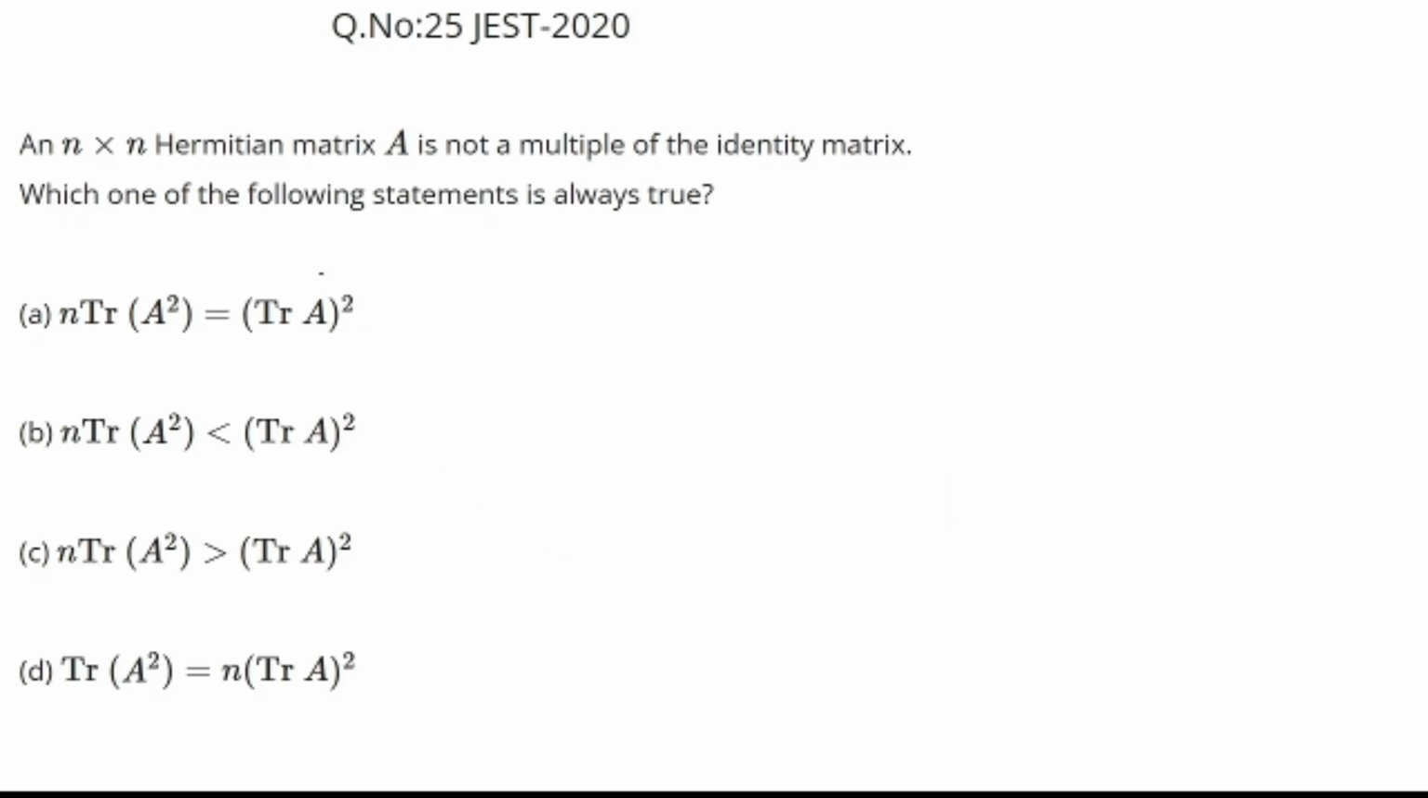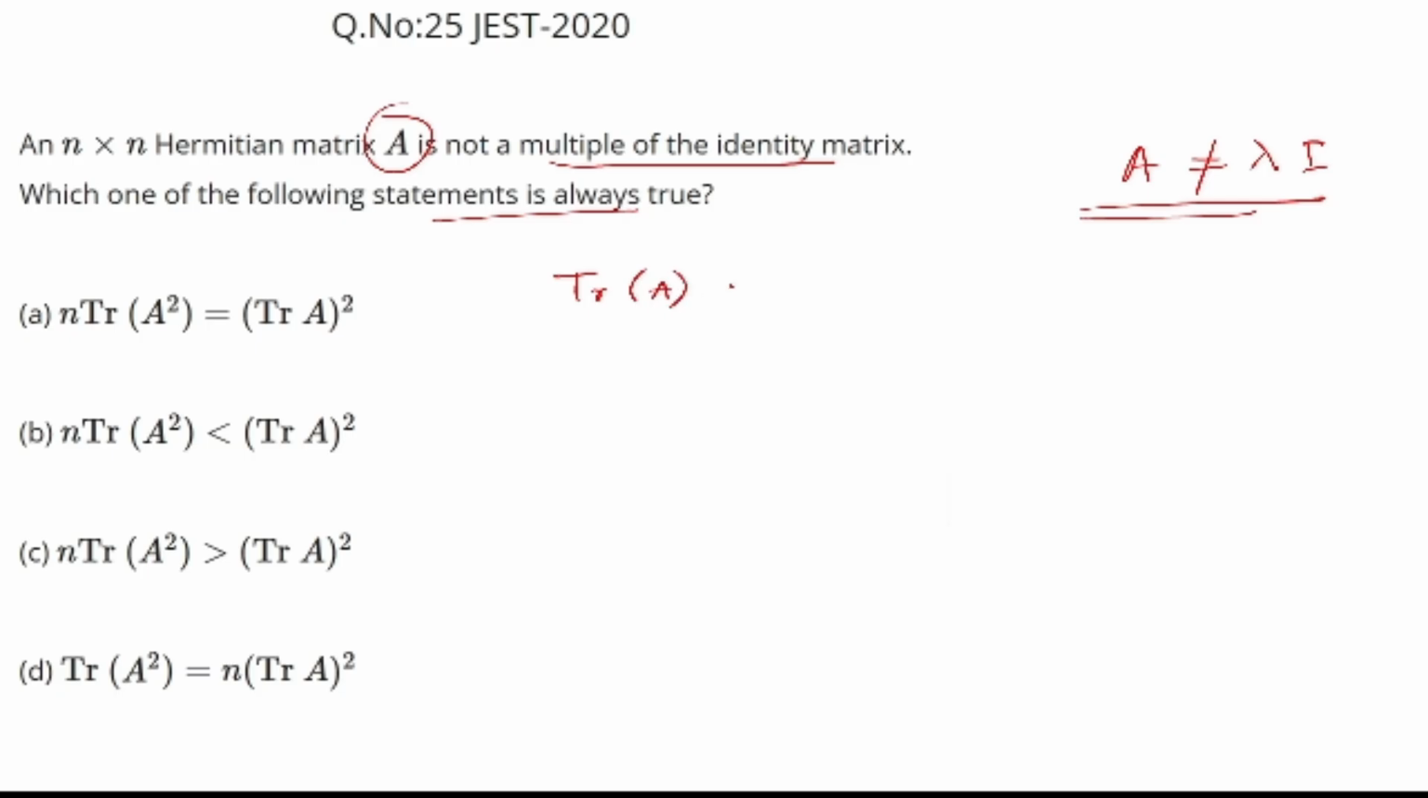Next, an n cross n Hermitian matrix A is not a multiple of identity matrix. That means A is not a multiple, like let's take lambda into I. If A equals lambda I, then the problem will be different. But here the statement is given that A is not a multiple of identity matrix. Now which one of the following statements is true? So let's find the trace of A. What is the trace? It is the summation of lambda i.